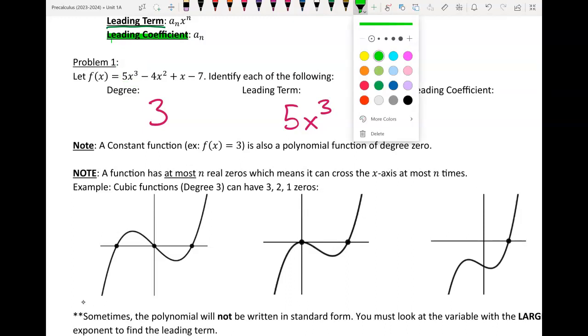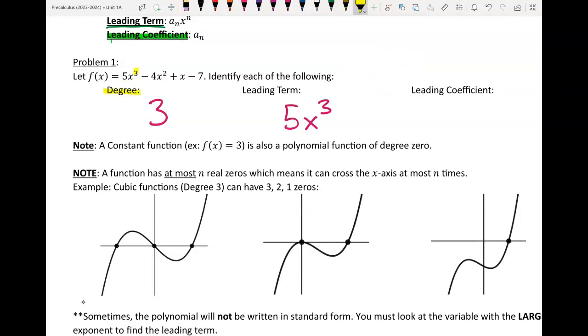Go ahead and highlight that. So our degree is that power right there. That is our degree. And then our leading coefficient is the number in front. So in this case would be 5. So degree of 3, leading coefficient of 5. And we'll be using that later on. And I'll be using the letters LC to represent leading coefficient, so I don't have to write that out.